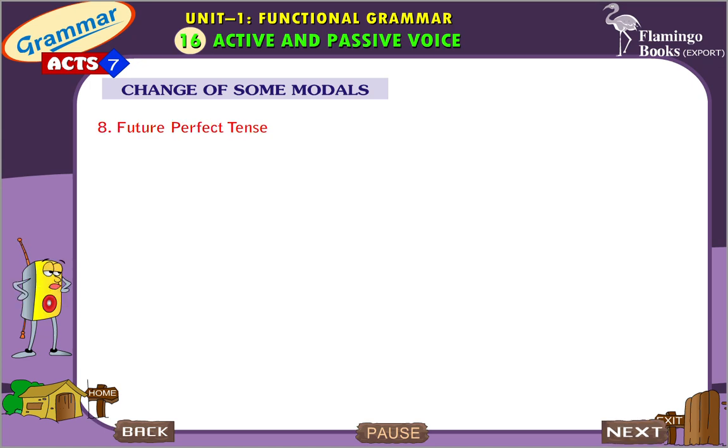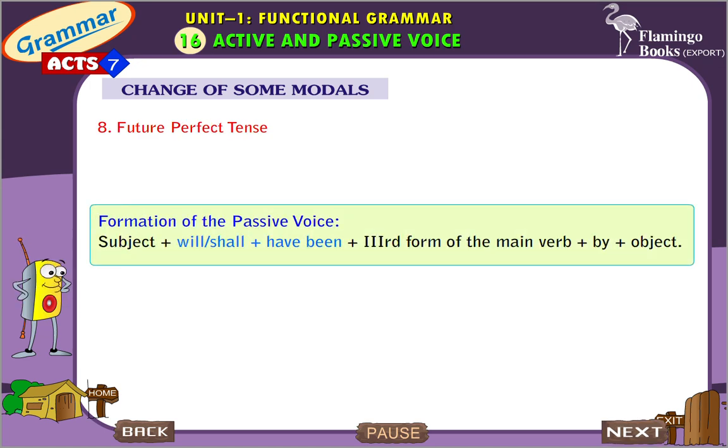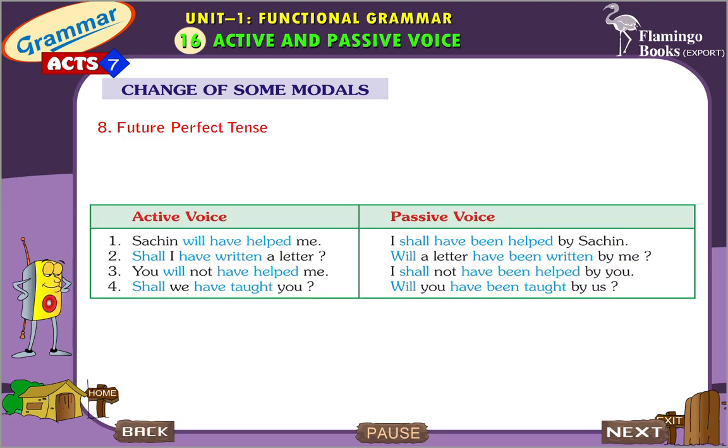Future perfect tense. Formation of the passive voice. Subject plus will or shall plus have been plus third form of the main verb plus by plus object. Active voice, passive voice. Sachin will have helped me. I shall have been helped by Sachin.